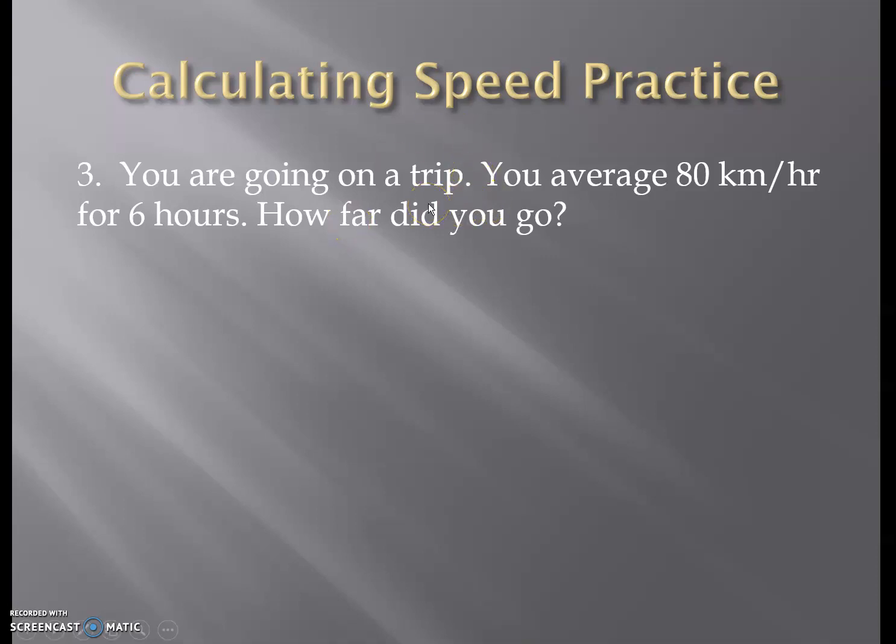To solve for distance, the formula would be speed times time. So 80 kilometers per hour times 6 hours, and we get 480 kilometers for the distance. The hours here cancel out and we're left with kilometers.